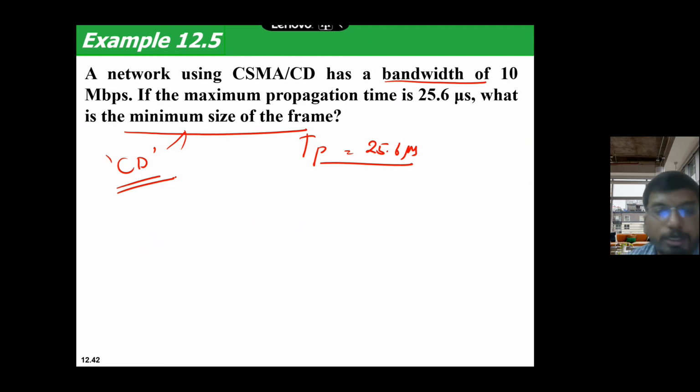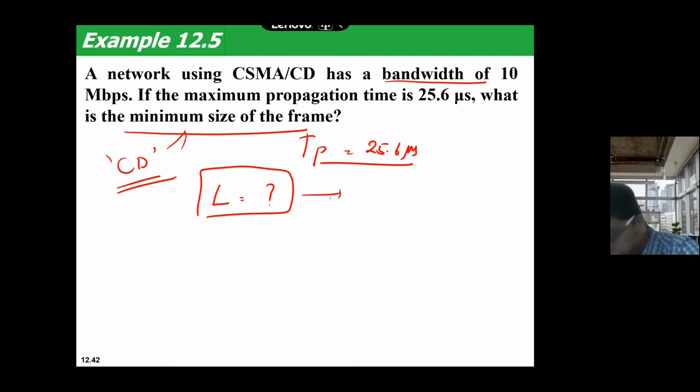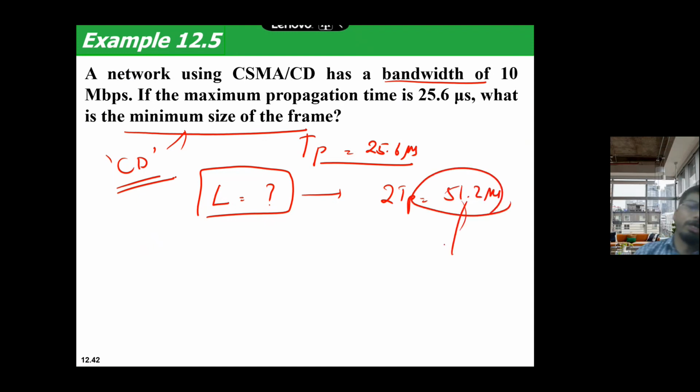So you've been asked what is the minimum length of the frame for my collision detection to be effective. I should keep transmitting before the collided signal reaches me, right? So in the worst case, even after 2 TP, you should be transmitting. With TP given to you, 2 TP is going to be 51.2 microseconds. So you should be transmitting for at least 51.2 microseconds for your collision detection.